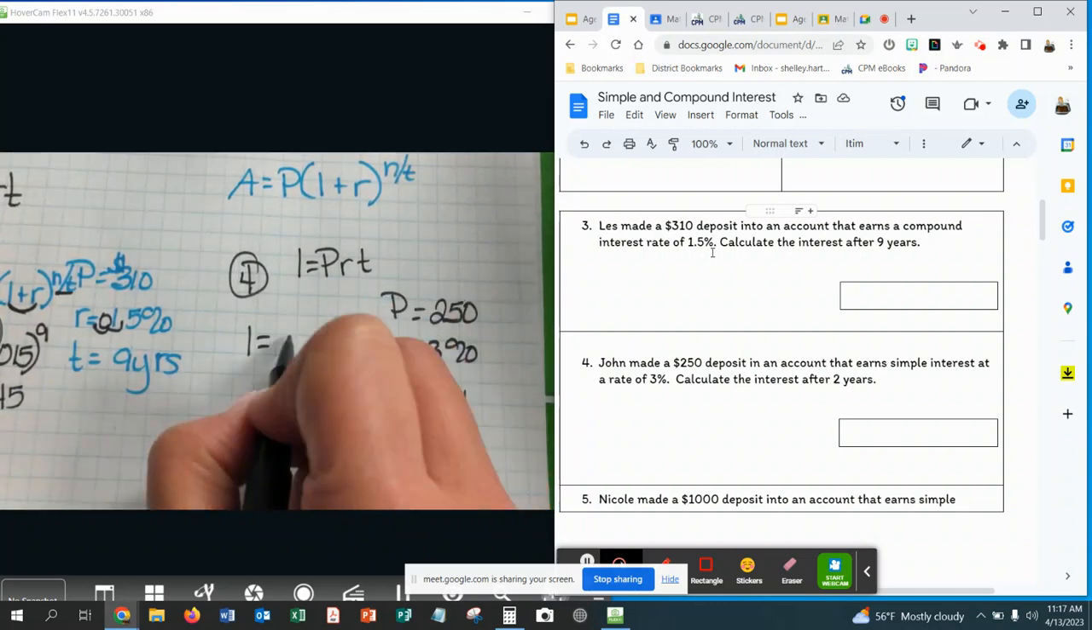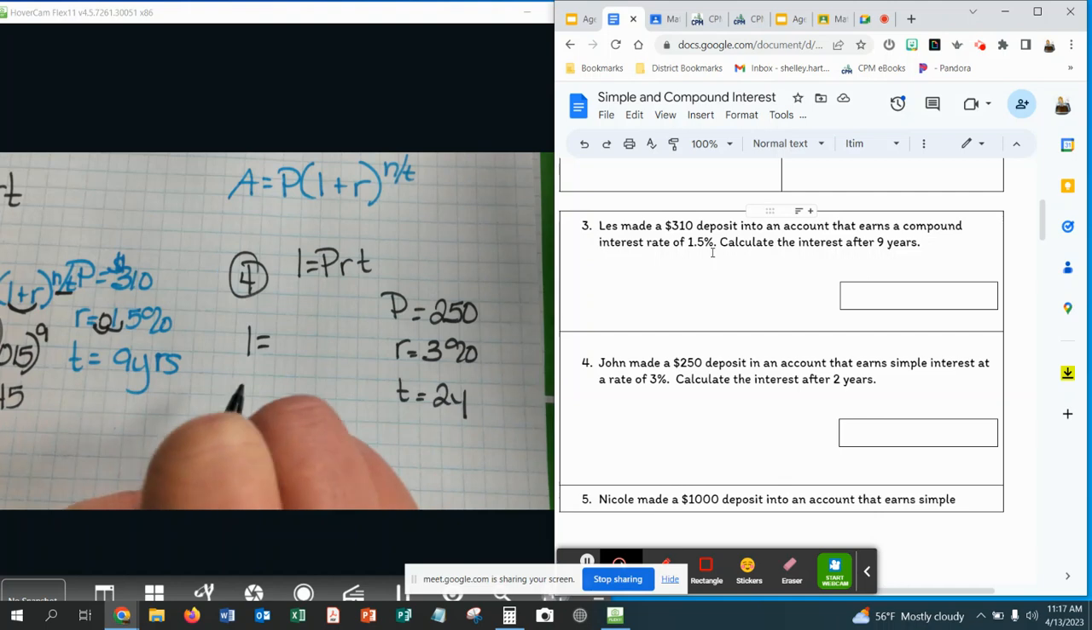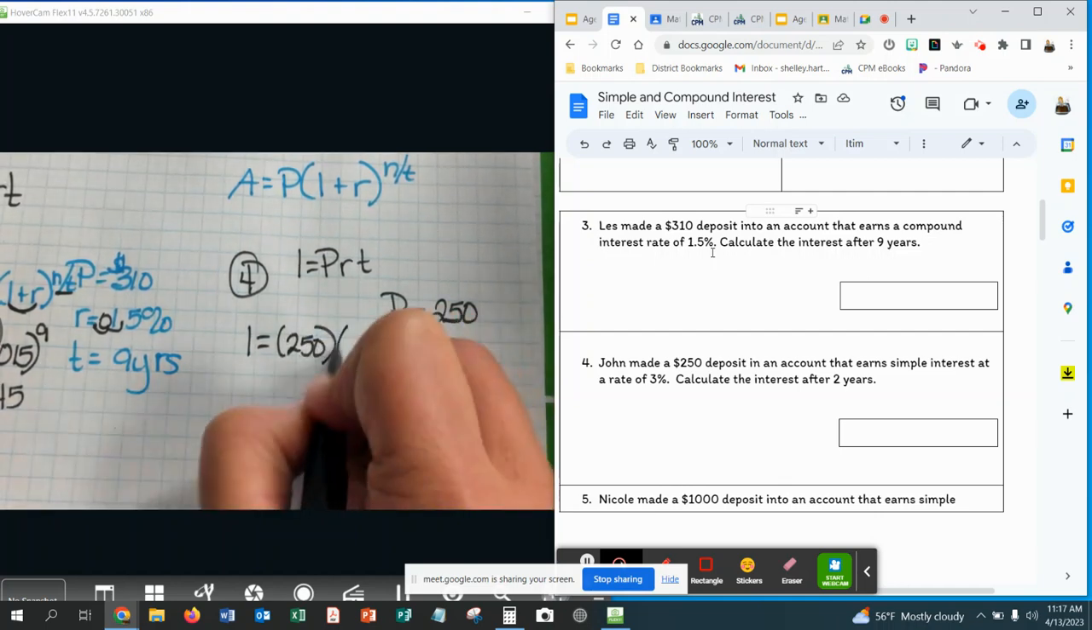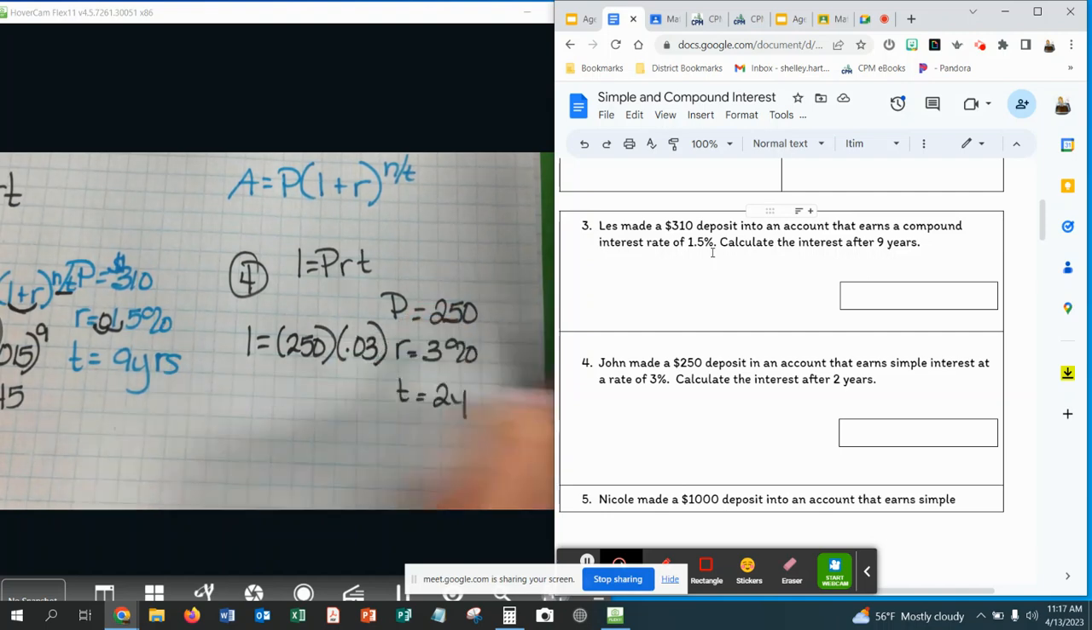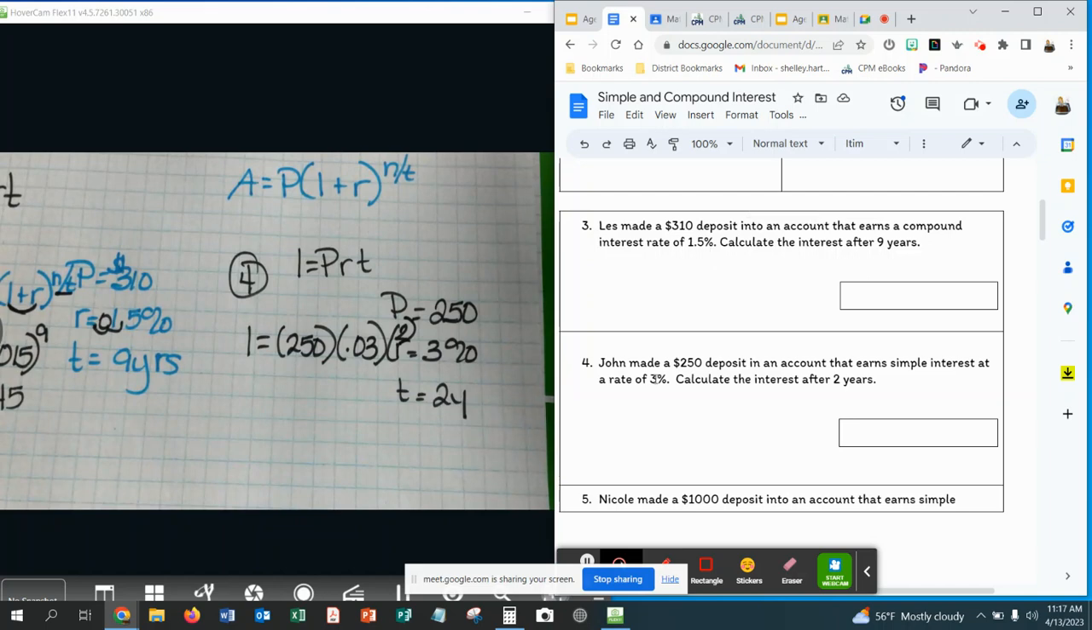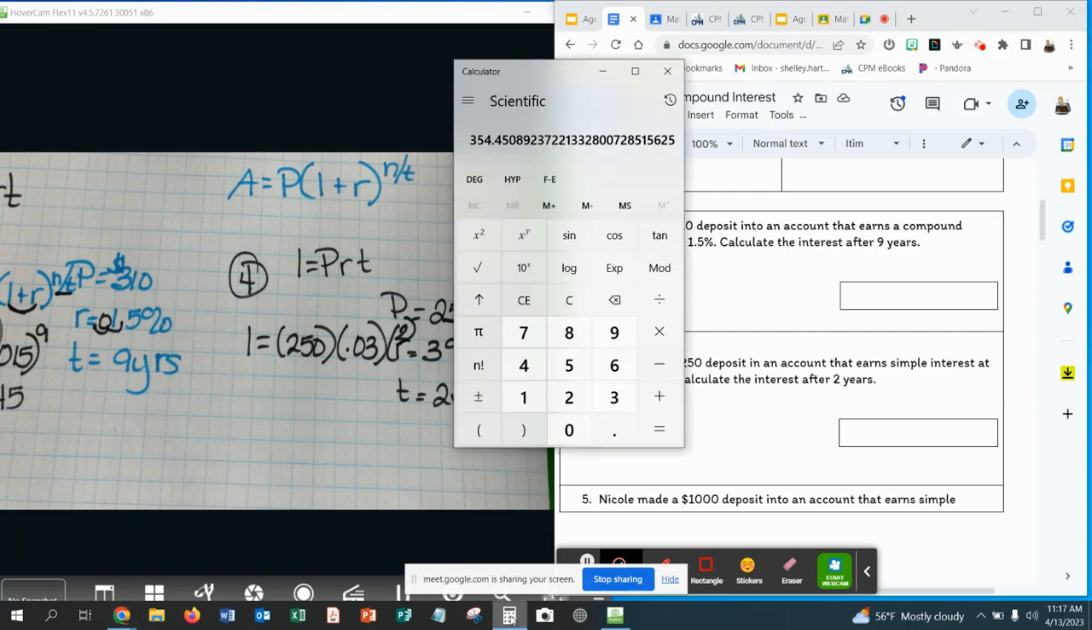Axel. Interest equals 250 times 0.03 and times 2. Good. Perfect. All right, everybody. Plug this into your calculator. Let's see who gets it first. Yeah, times 2.